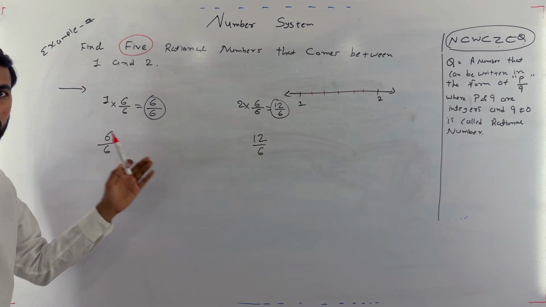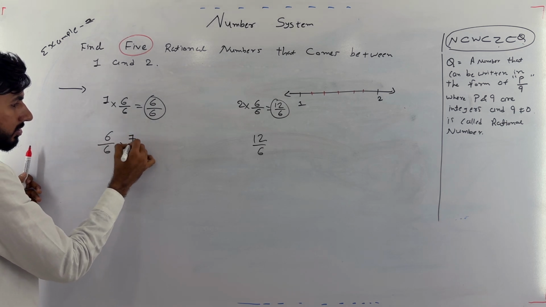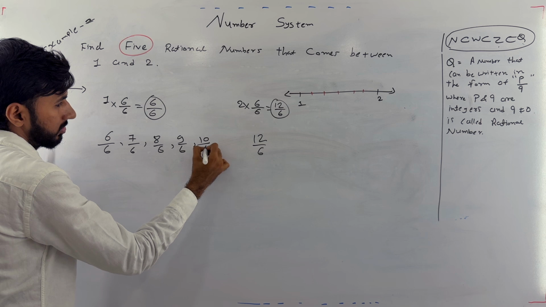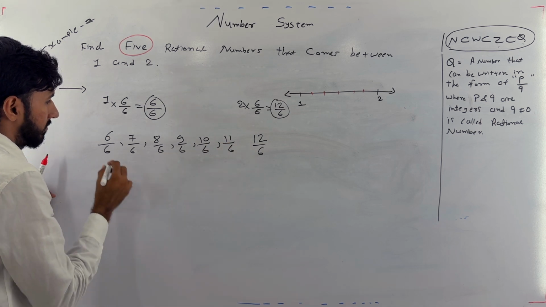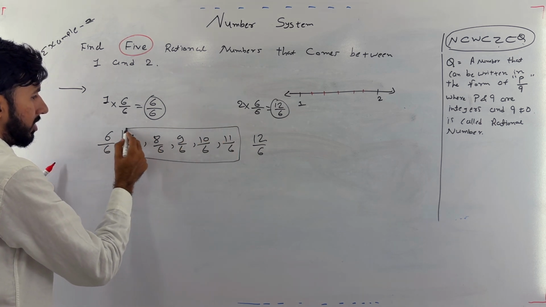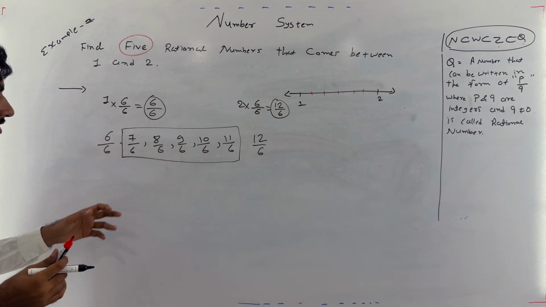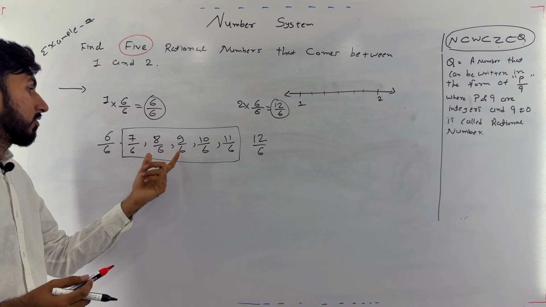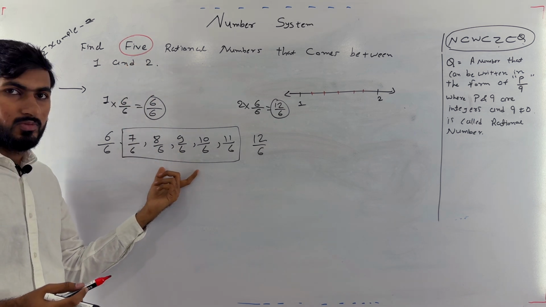Now write all the numbers that come in between, like 7 by 6, 8 by 6, 9 by 6, 10 by 6, 11 by 6. These all numbers are rational numbers that come between 1 and 2, and we got exactly 5 rational numbers.